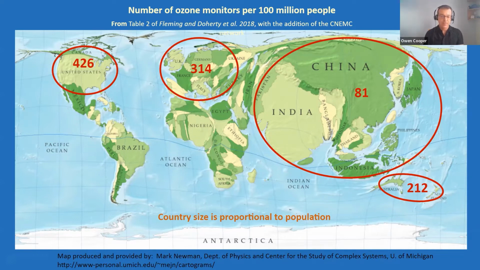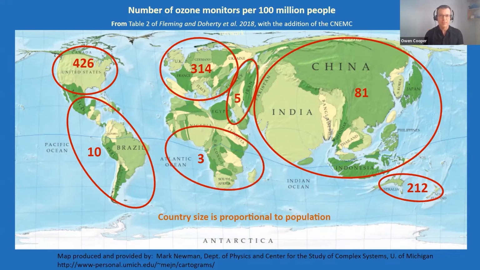And from there, the numbers dwindle even more. If we go on to South America and Central America, it's just 10 monitors. The Middle East, it's just 5 monitors. And Sub-Saharan Africa, only 3 monitors per 100 million people. So this figure very quickly shows you the disparities in ozone monitoring worldwide.